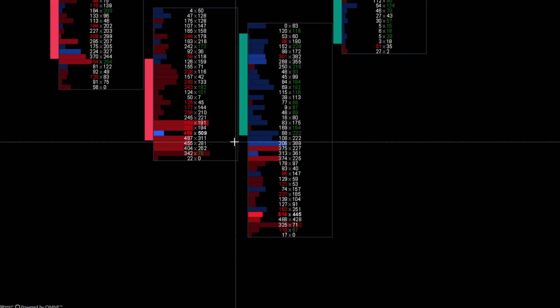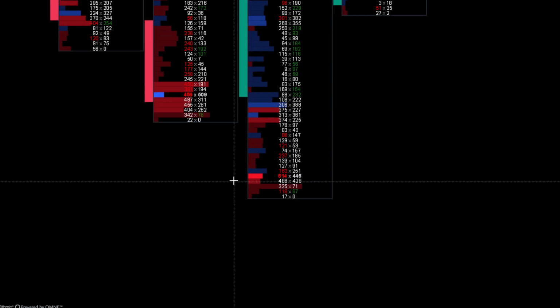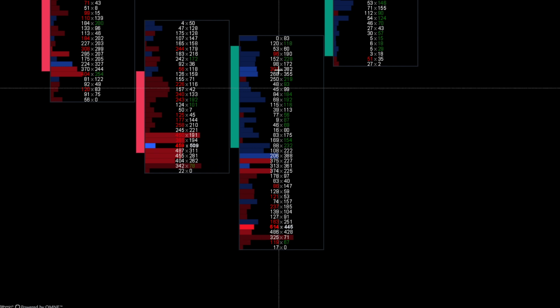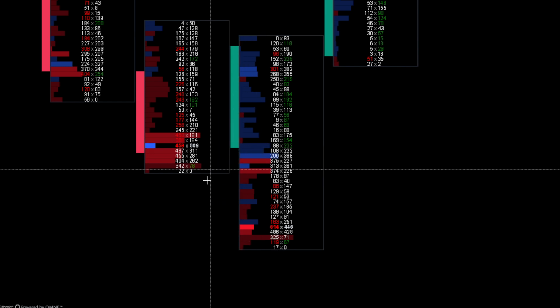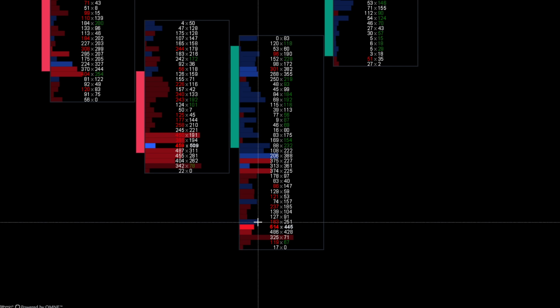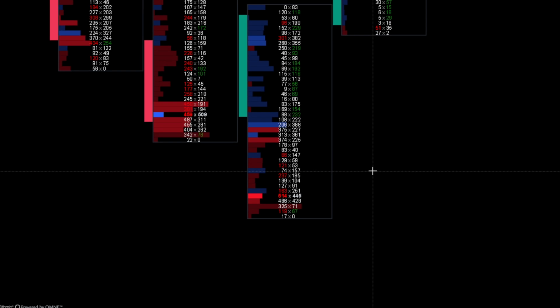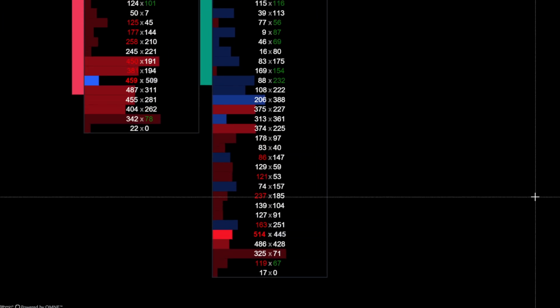So we have aggressive buyers, then we have aggressive sellers. Now, even though we have a green candle, the wick is heavy aggressive selling. We can see that via the order flow footprint charts, via the delta. I'm just going to break this down so traders can understand this.